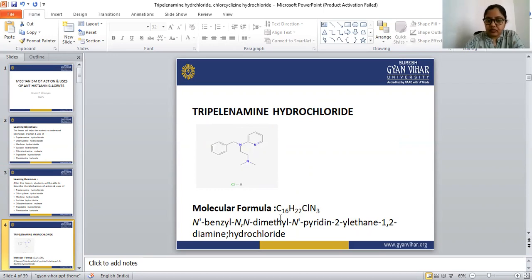And the IUPAC name of triplenamine hydrochloride is N-benzyl-N',N'-dimethyl-N-pyridin-2-yl ethane-1,2-diamine hydrochloride. So this is the IUPAC name of triplenamine hydrochloride.